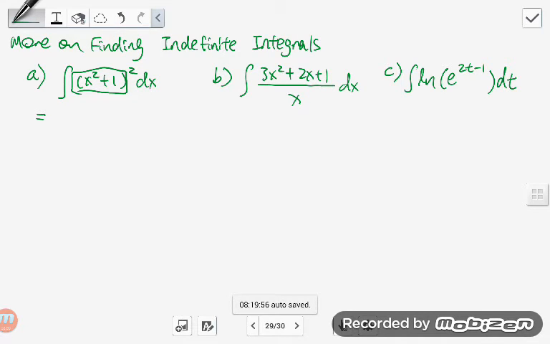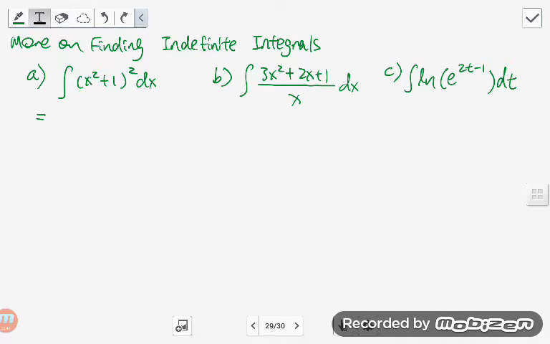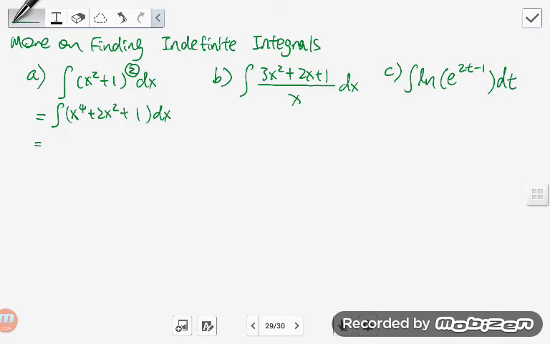There are 2 ways to do this. I can say, all right, what if I expand this, right? If I expand this, I'll get the indefinite integral of x to the power of 4 plus 2x squared plus 1, the whole thing with respect to x, right? So when I expand the brackets, I'm taking care of that exponent, and that makes my life a lot easier, right?